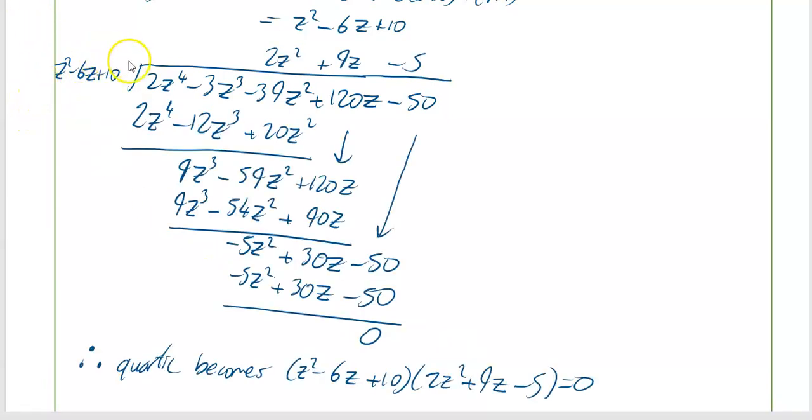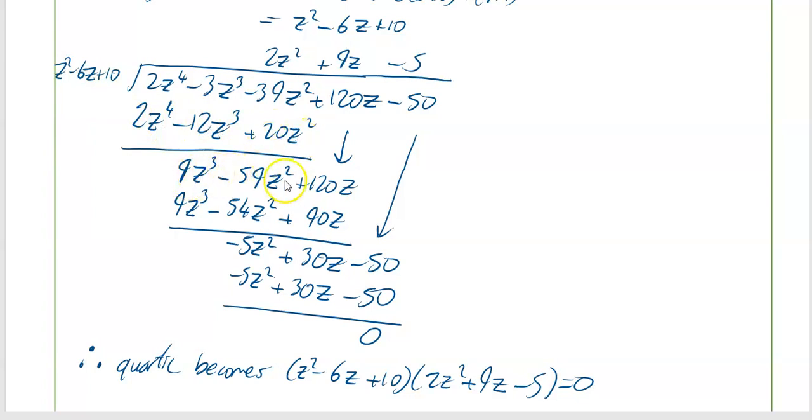Okay, so I've just divided my quartic by z squared minus 6z plus 10. Again, just make sure there are no missing terms here. If there's any gaps, if there's a cubic term missing, for example, you must leave the gap for it. And then first of all, z squared went into 2z to the power 4, 2z squared times, so multiply 2z squared times this. That's how I got this line here.